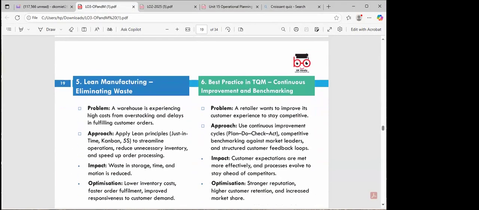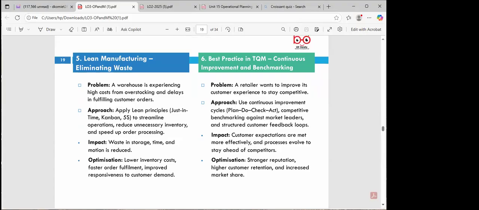Lean manufacturing, eliminating waste. Apply lean operations: just in time, Kaizen, 5S, streamlining. When it comes to lean operations, say a warehouse is experiencing high costs from overstocking and delays in fulfilling customer orders. What do you have to do? Apply lean operations or just in time. The impact: waste in storage, time, and motion is reduced. Optimization: lower inventory costs, faster order fulfillment, and improved responsiveness to customer demand.